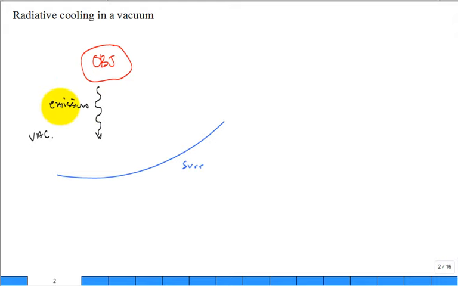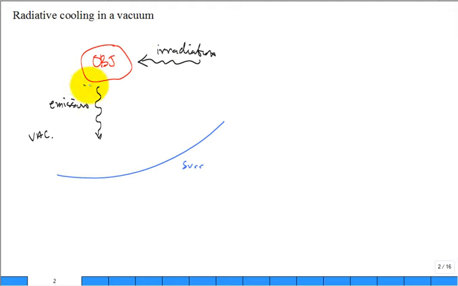Then the surroundings are above zero Kelvin, so they're going to have some emission as well. But from the perspective of the object, that's another electromagnetic wave. That's an irradiation. Some of what comes off of the surroundings impinges and becomes irradiation on the object.